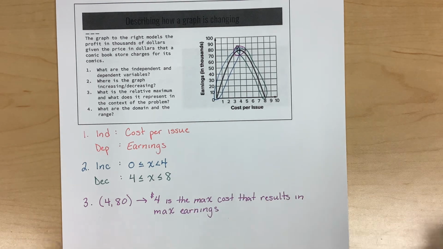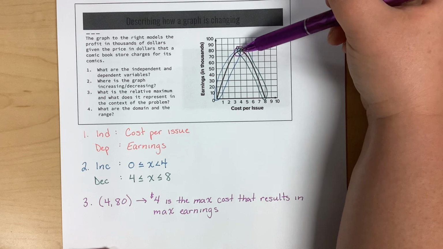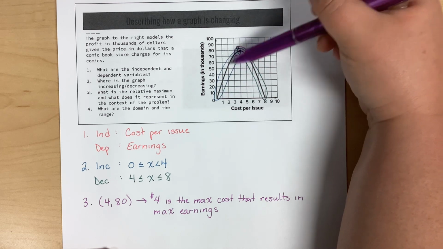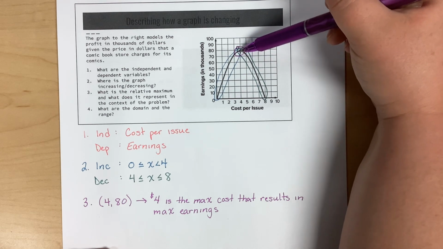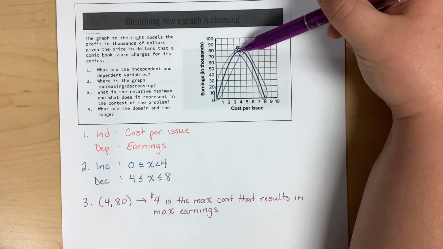And the reason we know this is because look on either side of this point. If the cost is anything less than 4, you have less earnings. Same thing goes for if it's more than 4. Okay, so $4 seems to be the right price point for the comics at this store.